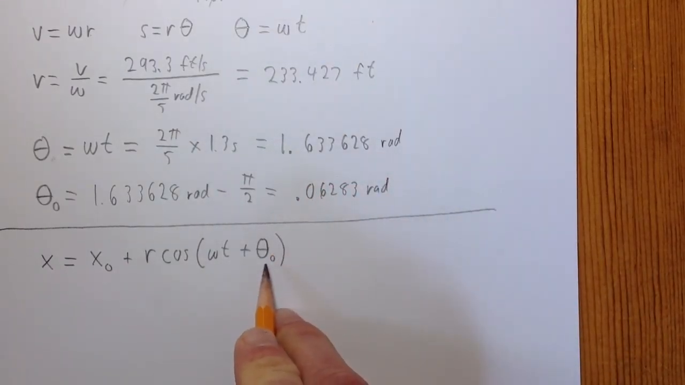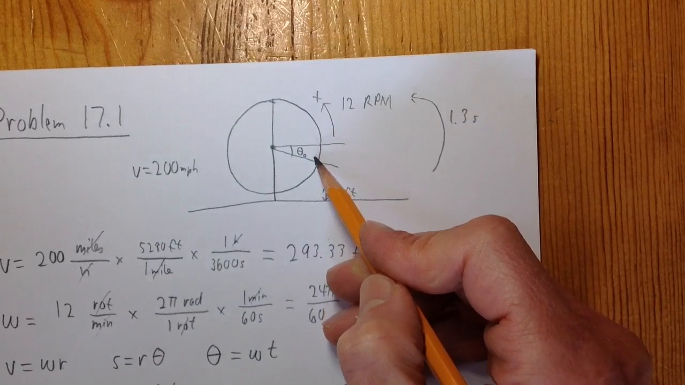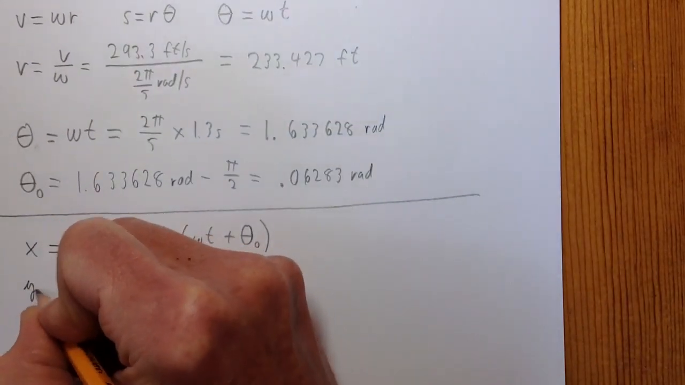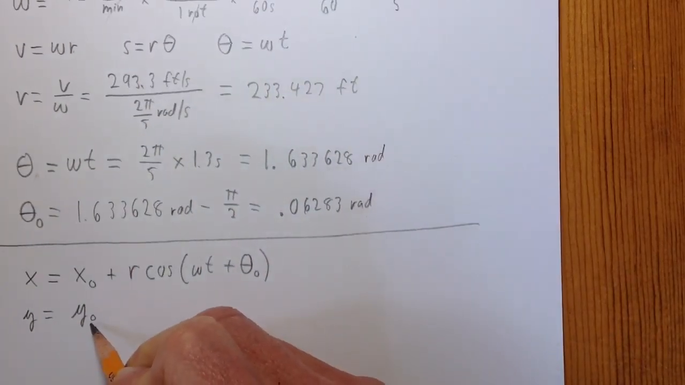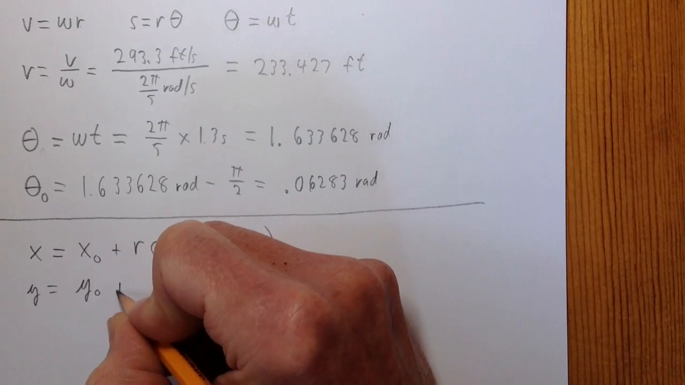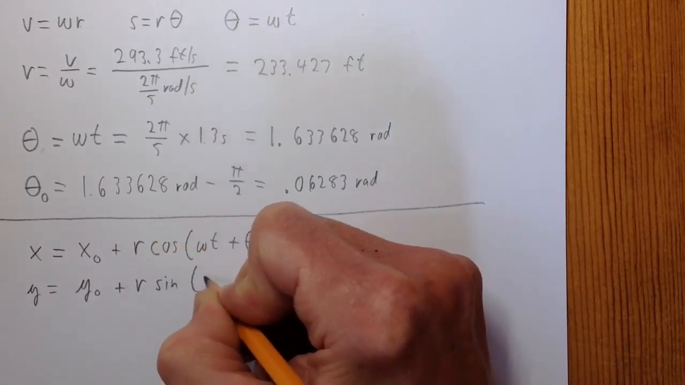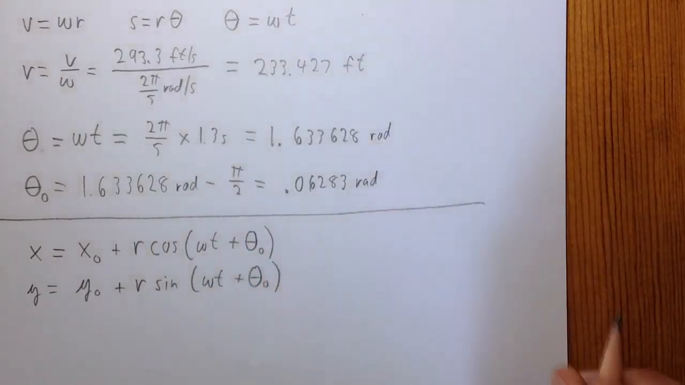And here theta 0 is negative, okay, because we always consider this as 0. So if she starts below that, we have theta 0. So that's what it is. And her y position is the center of the circle, the y coordinate of the center, plus the radius of the circle times the sine of omega t plus theta 0.